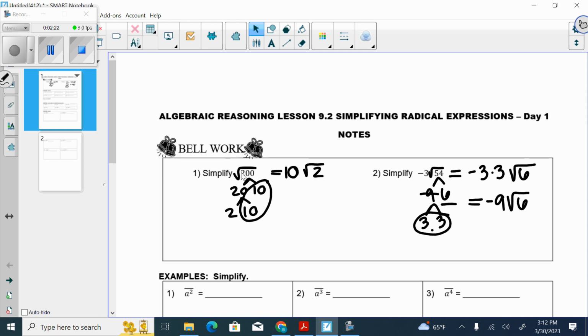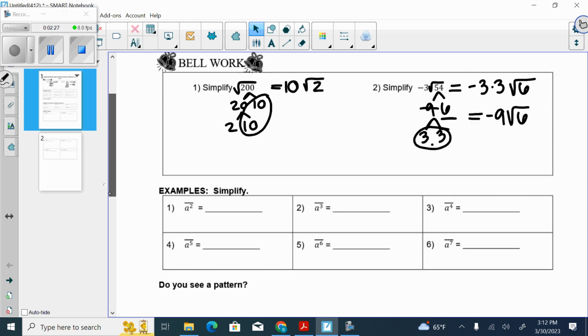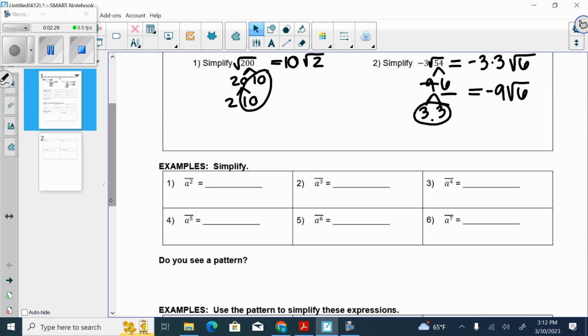So today we're going to talk about what happens if you have a variable underneath there. We know what to do with numbers. We've gotten pretty good at that with all of our practice. Today we're going to talk about what we do with letters. So on number 1, we have the square root of a squared. What does it mean to square something? Times itself. So this means a times a, right?